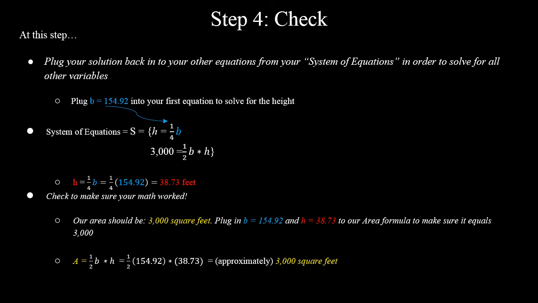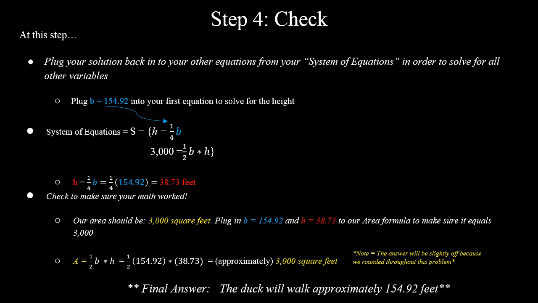feet. Remember, you guys, we've been rounding this whole time to the nearest hundredth. So when you go and check this, as long as it rounds appropriately to 3,000, you've done it correctly. It might be a little teeny bit off because of our rounding, but it should be almost exactly 3,000 square feet. All right. So there's my little note. The answer will be slightly off because we rounded throughout this problem. As long as you get 3,000 square feet approximately, you've done it just fine, right?